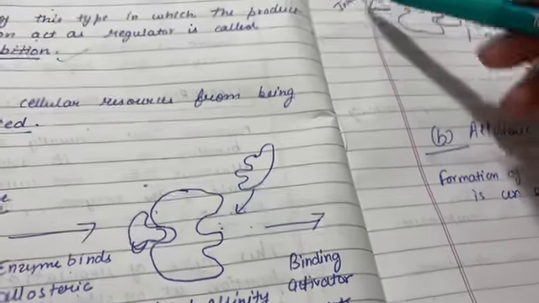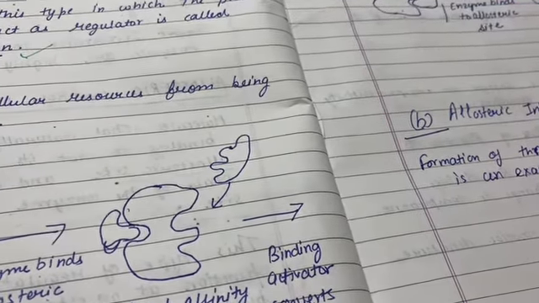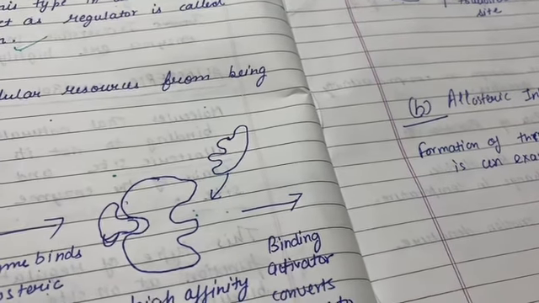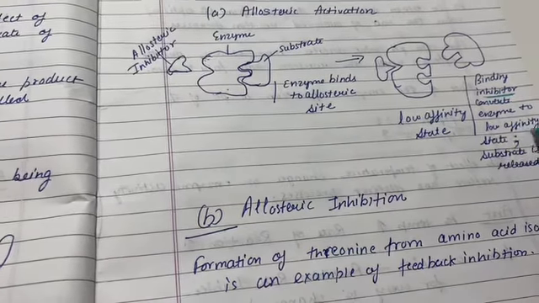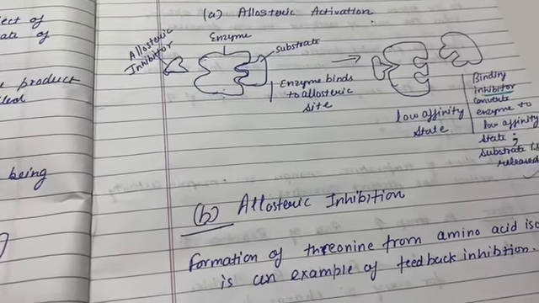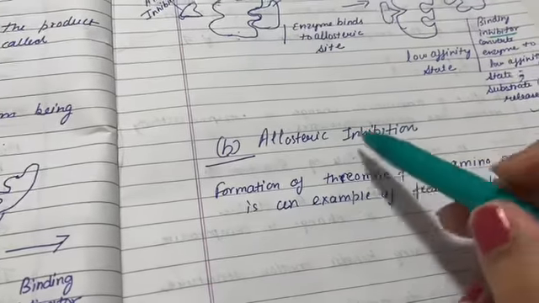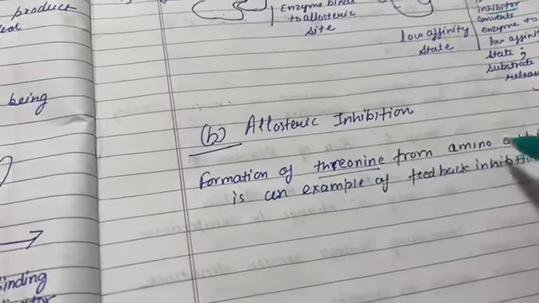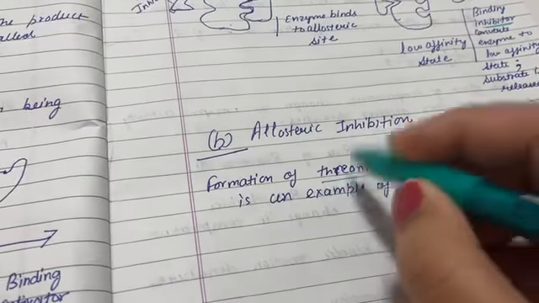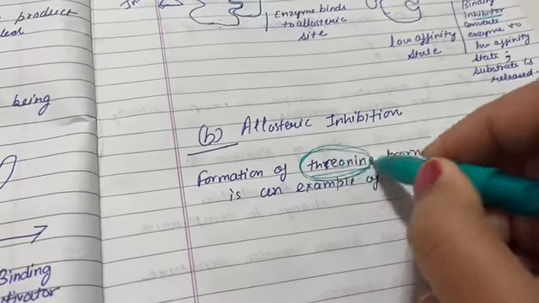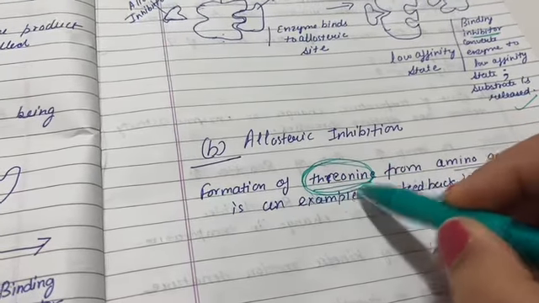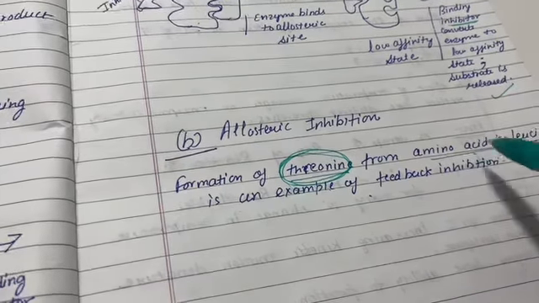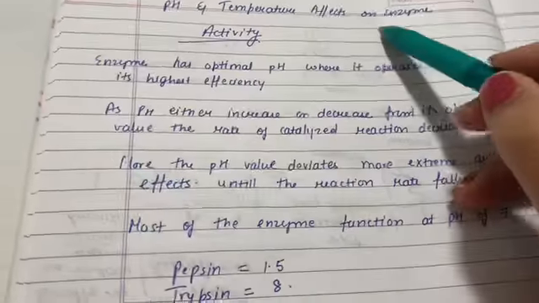On the other hand, when an allosteric inhibitor binds to the enzyme, binding of the inhibitor converts the enzyme to a low affinity state, and then the substrate will be released. The example of allosteric inhibition is the formation of threonine from the amino acid leucine. When threonine is in excess, it will slow down the process, and when threonine is in lesser amount, it will increase the process of the formation of threonine.